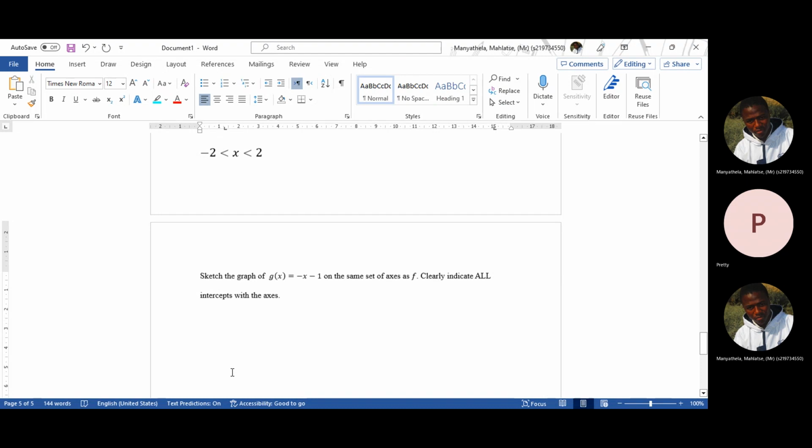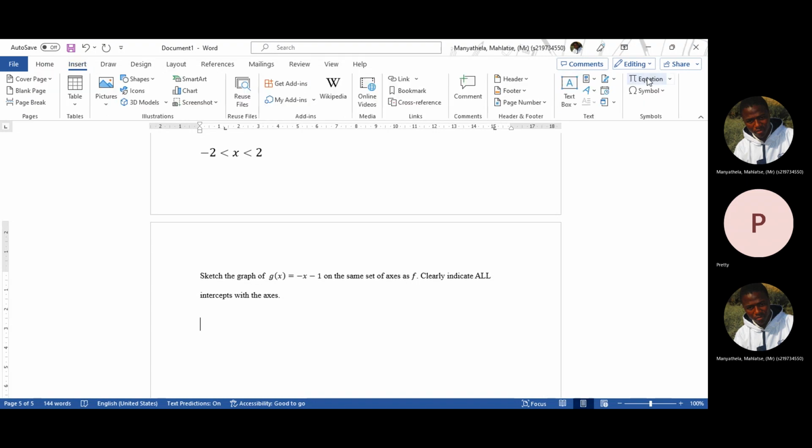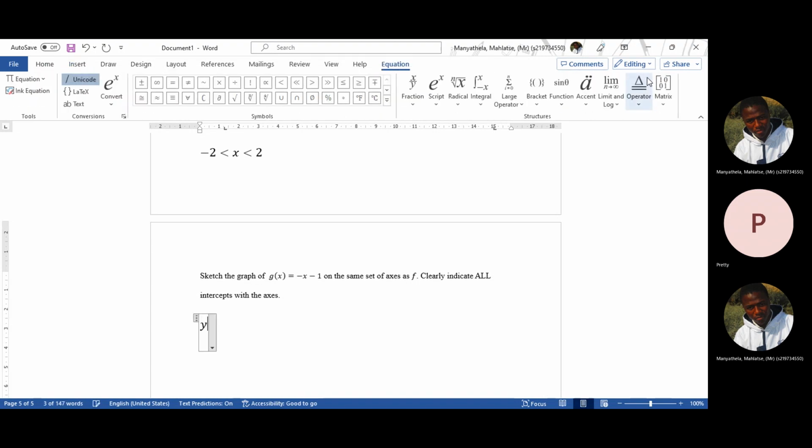Sketch the graph of g of x equal to minus x minus 1 on the same set of axes as f. It's a straight line graph again. So what is your y-intercept? It is 0 and negative 1.